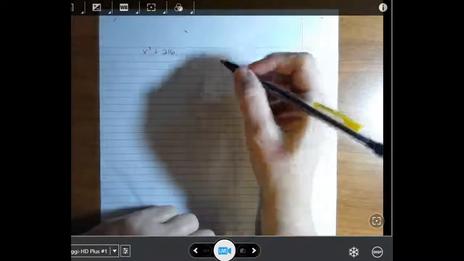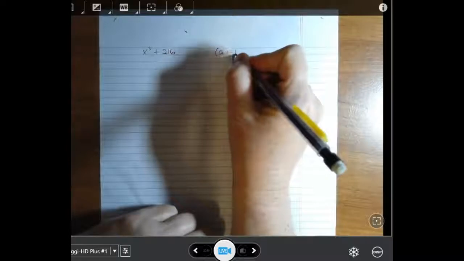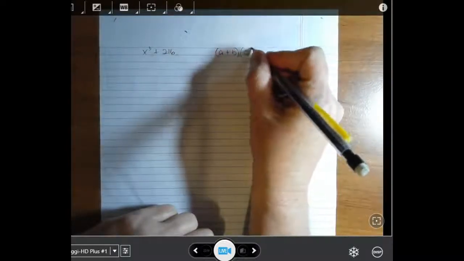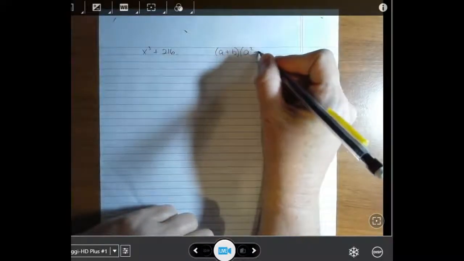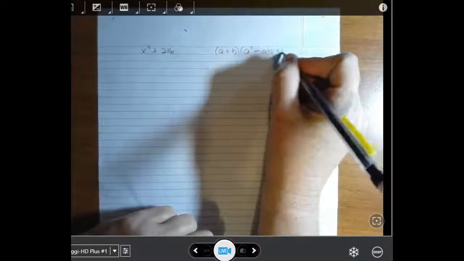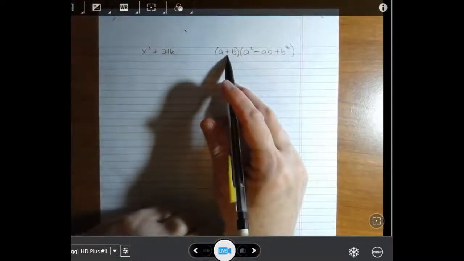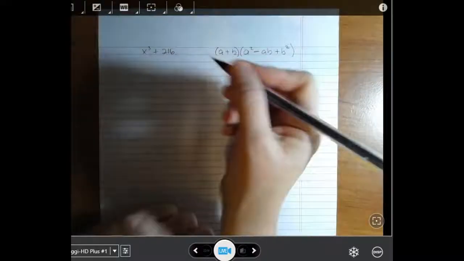So we're going to use the sum or difference here. First of all, I need to know what's going to be my A and B. So since this is a sum, I'm going to use the A plus B times the A squared, and remember that's the same. This one's opposite sign, A times B, and the last one's always positive. If this would have been a negative, this would have been a negative, this would have been a positive. So that's just a quick acronym that's used.